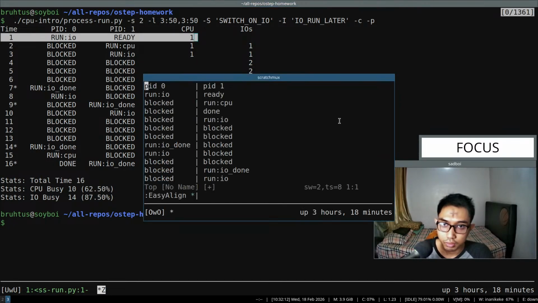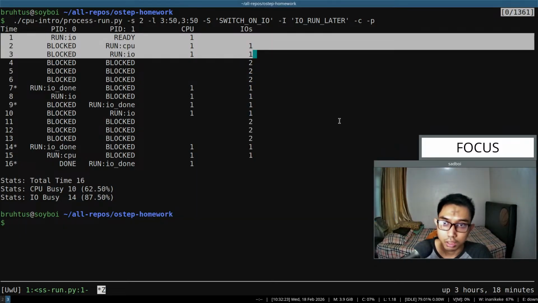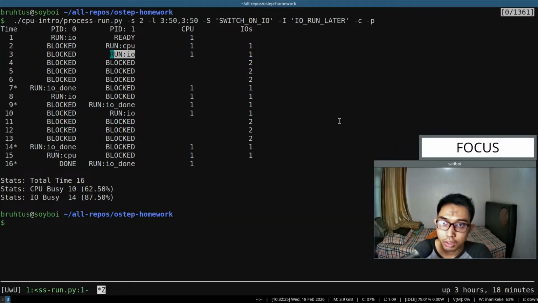Okay. Run input output ready. Okay. Block, run CPU. Okay. Oh, okay. We didn't print out the done status of the run CPU. Okay. Yeah, that is what I'm not sure.